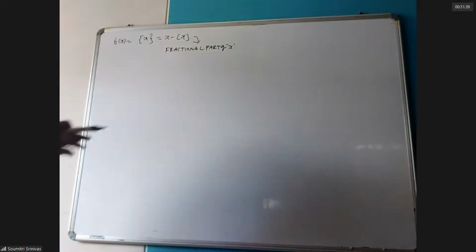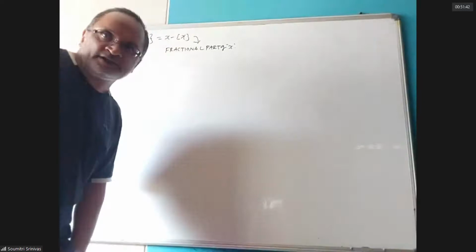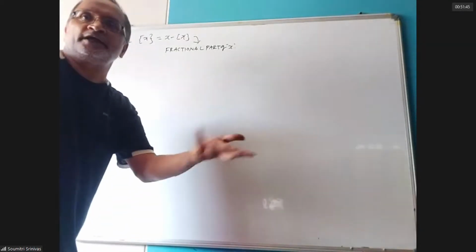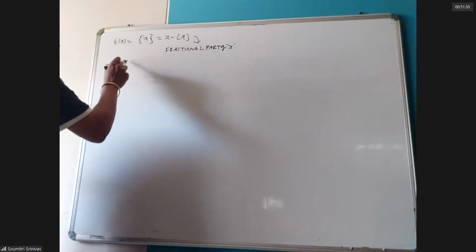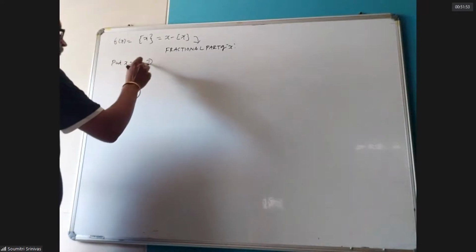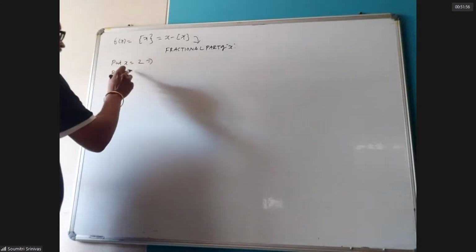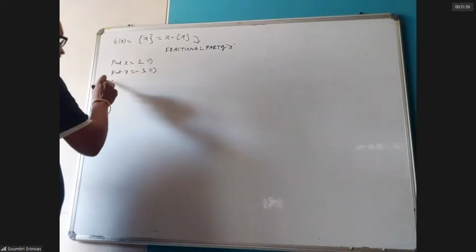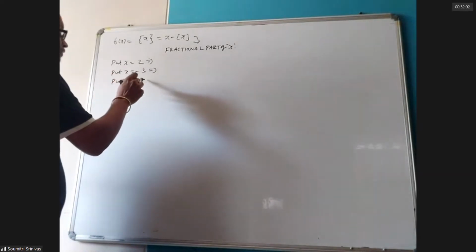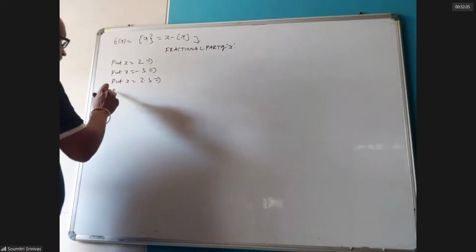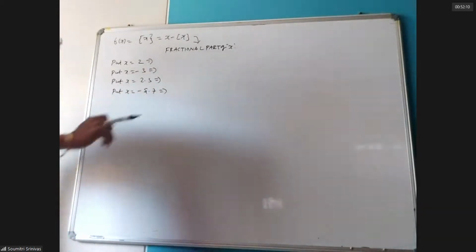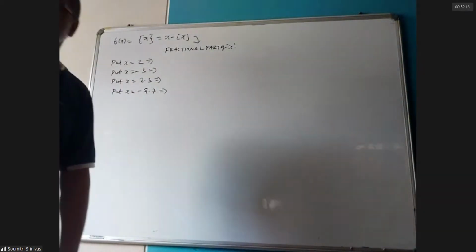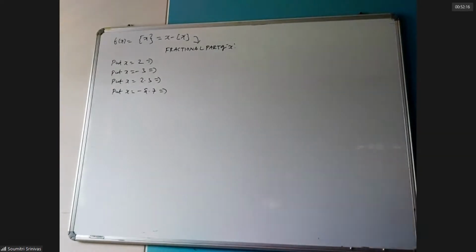Now look, I have to find out its domain and range. We will put in a few numbers and check what it gives us. Come on, you decide. Put x equal to 2, x equal to minus 3, 2.3, minus 5.7. Come on, decide the domain and range. Start doing it, fast.